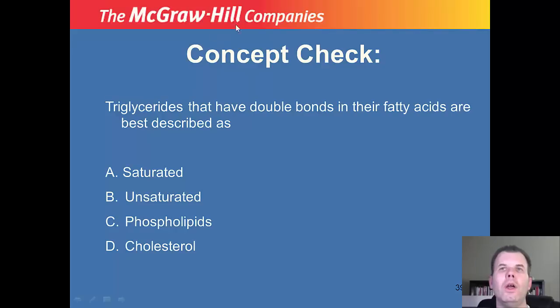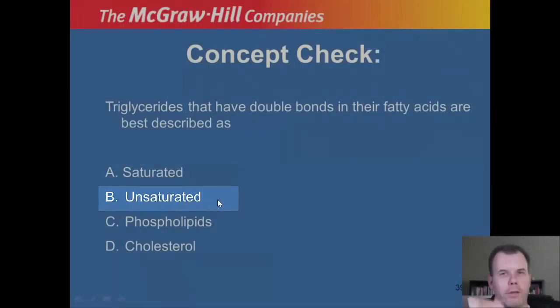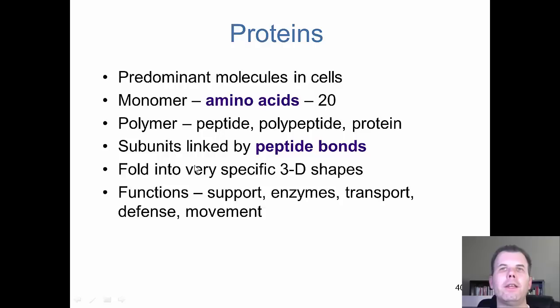All right. So, triglycerides that have double bonds in their fatty acid are best described as what? Saturated, unsaturated, phospholipids, or cholesterol. So we talked about that. Think of the train cars. If you said B, you are correct. Unsaturated. Double bonds give you flexibility. That flexibility means liquid. Liquid at room temperature, and that's the important thing. So if you said unsaturated, you are correct. So good job.